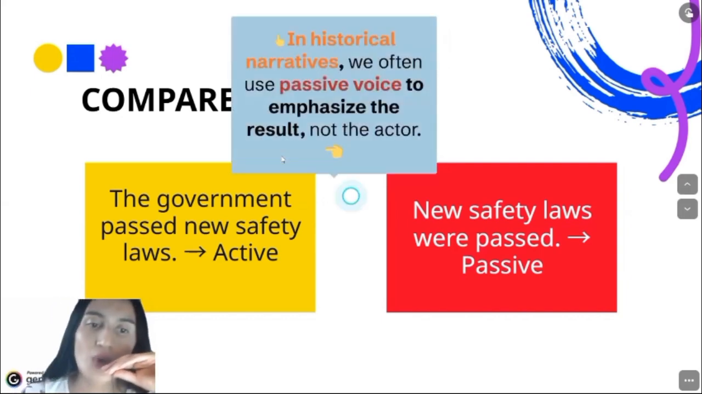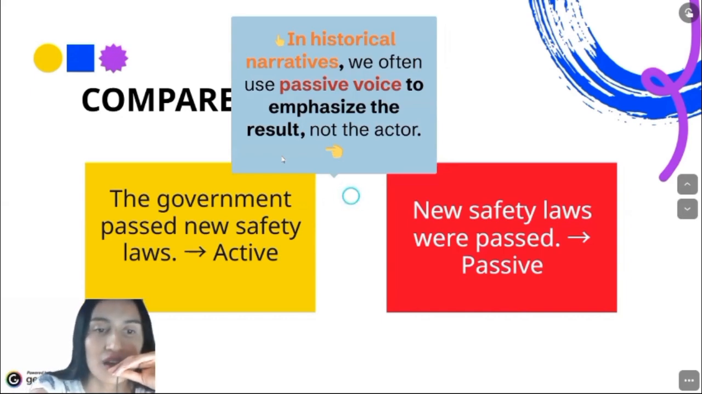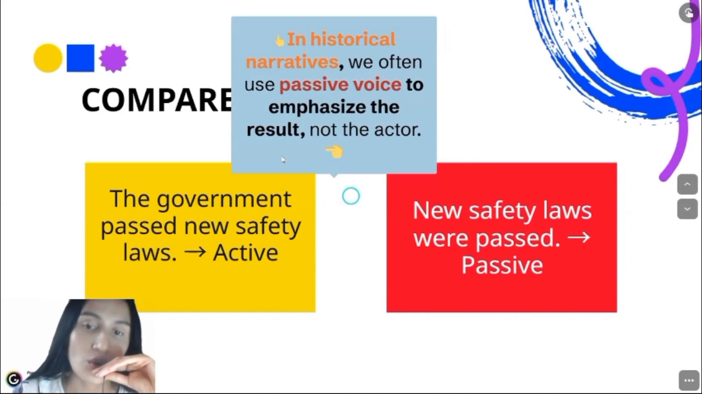So today you have seen how passive voice helps us to tell stories of tragedy and change. And next time you read a historical text, look for what was done, not just who did it.